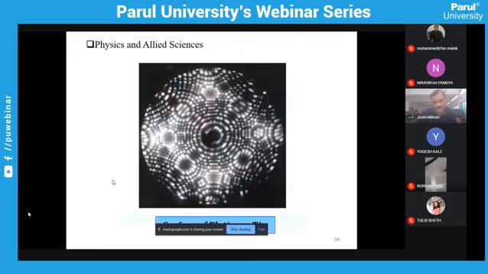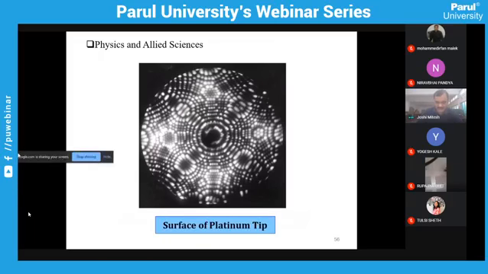This is a platinum carbide tip. This platinum carbide tip is used as a filament tip also. So someone has taken the SEM picture. You can clearly identify the atoms placed at different points.